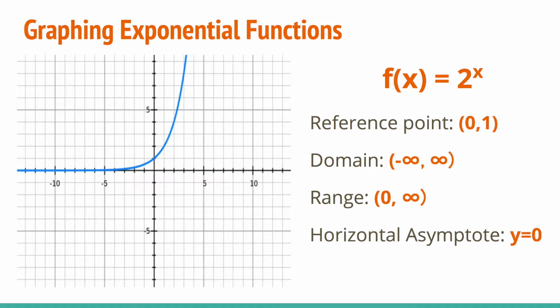Then you have to determine the domain of the function, which will always be negative infinity to positive infinity because the function will always continue. It won't stop. Therefore, the range could also be negative infinity to positive infinity, but since you have a horizontal asymptote at y equals 0, the range will be (0, positive infinity), because you can never go below your horizontal asymptote.